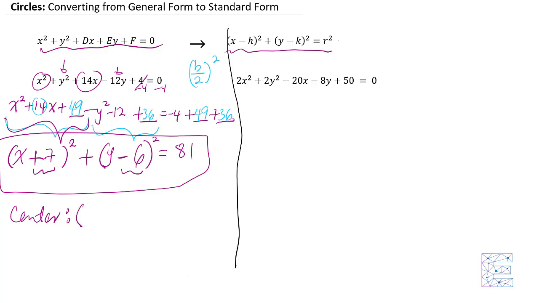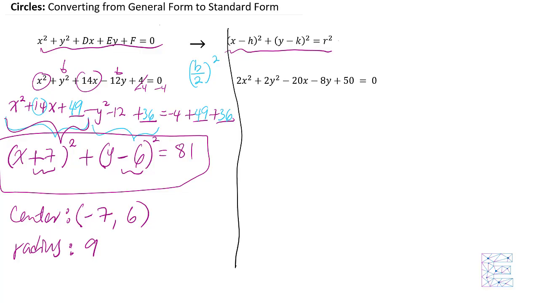So the center for this circle would be negative 7, 6. And the radius for this circle, remember this is always r squared. The radius of the circle would be the square root of that number, which is 9.